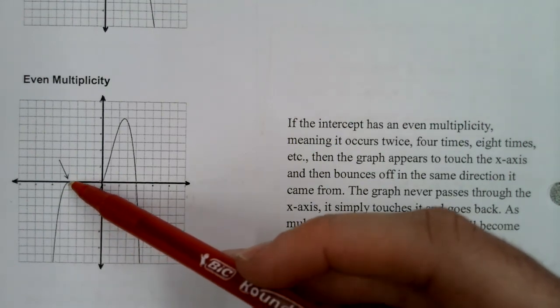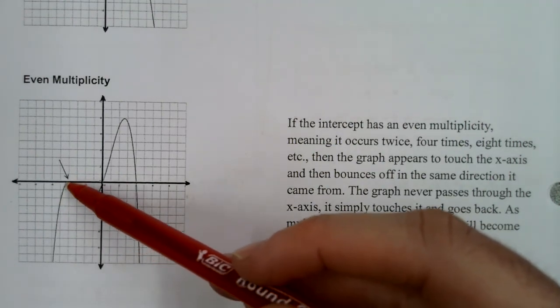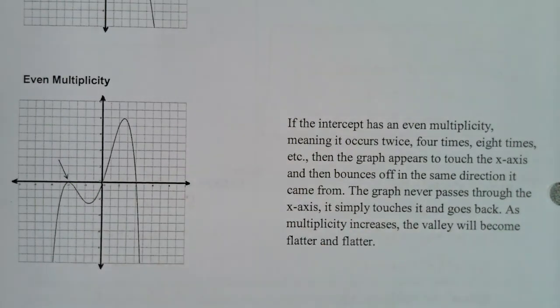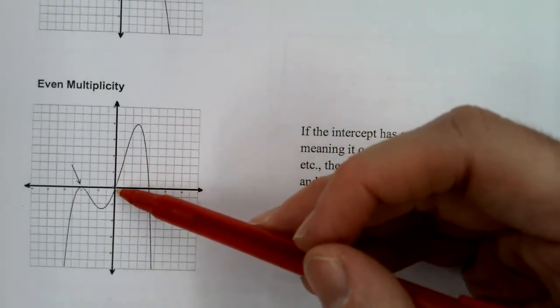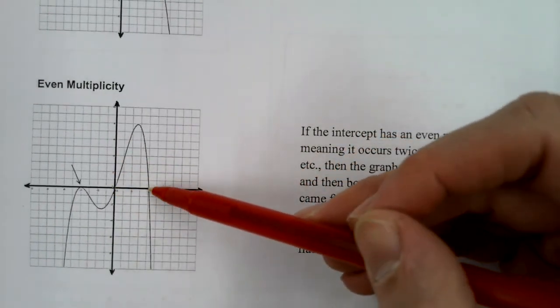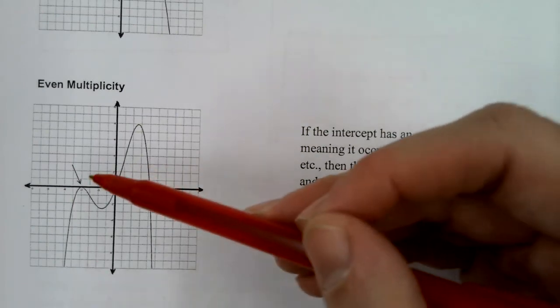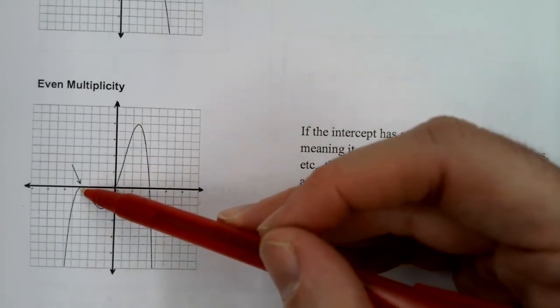That right there might be kind of hard to tell in the video. That's -4. Since it bounces off of it and it comes back, it means it has an even multiplicity. Whereas over here it has a multiplicity of 1 because it passes right through. Over here it has a multiplicity of 1 because it passes right through. This solution would have a multiplicity that's even.